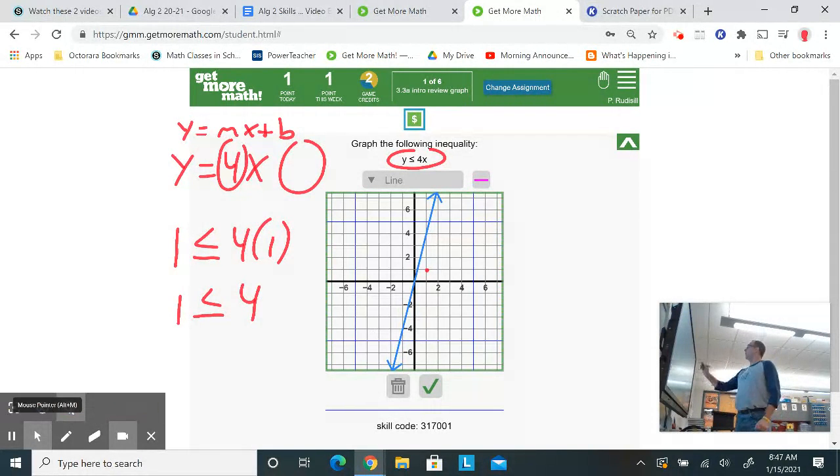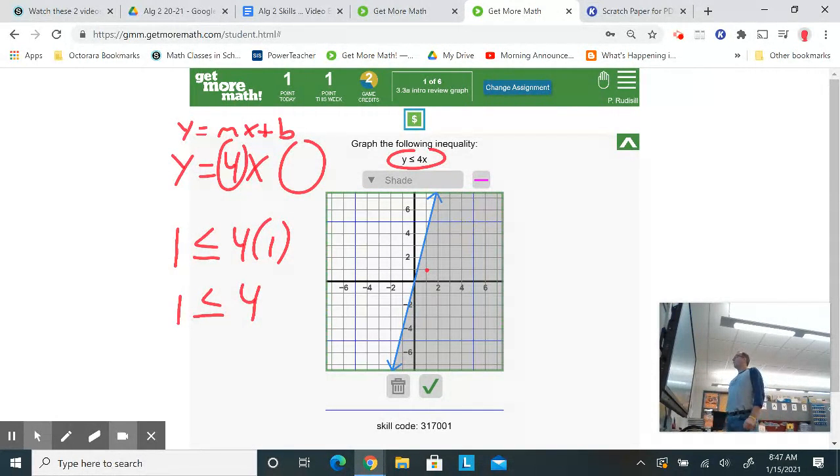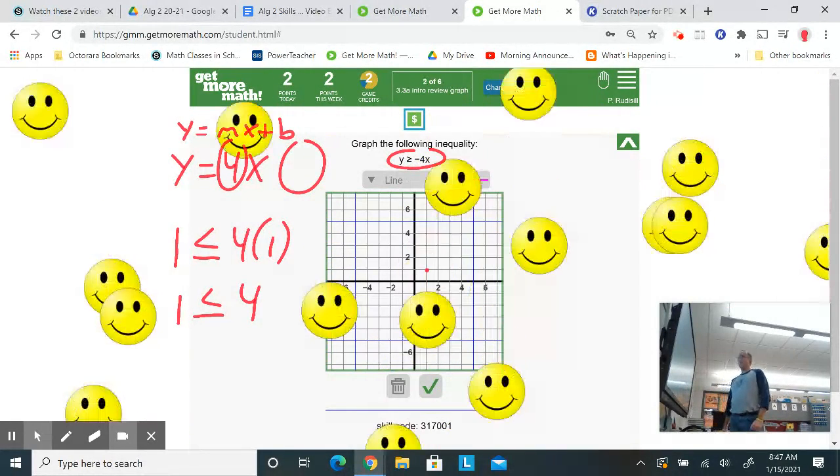So I go over here, I tap the menu button, I want to shade, and I know that's going to work, so shade to that side. Bingo.